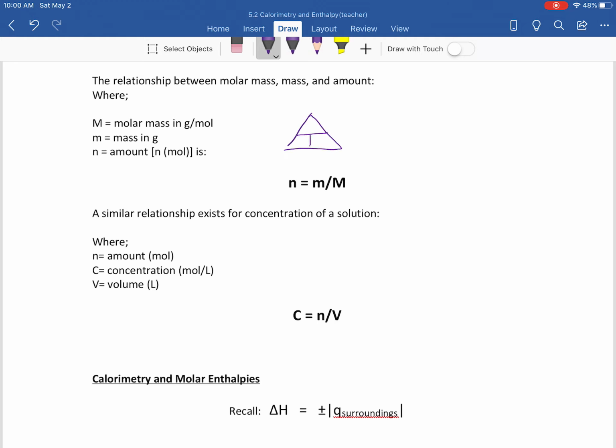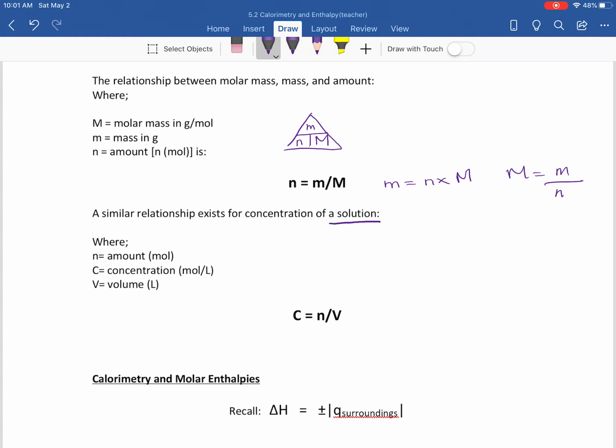Let's remind ourselves of 2 triangles. Number of moles equals mass over molar mass. We all remember the magic triangle: you can put your finger over whatever variable you're looking for. So for our situation here, we've got N equals mass over molar mass, mass equals moles times molar mass, and molar mass equals mass over N. Okay, so we've got that.